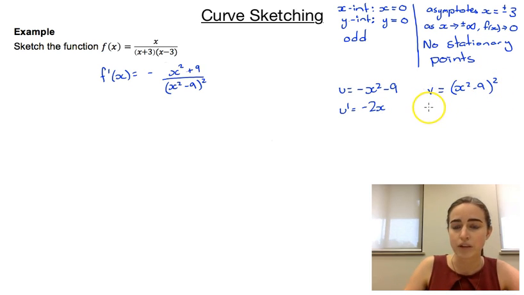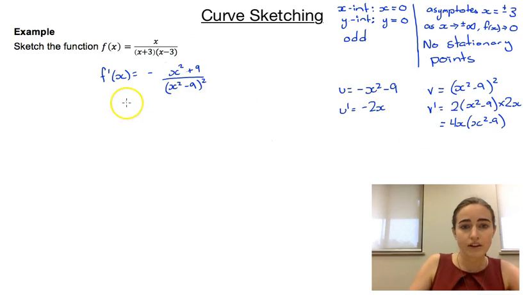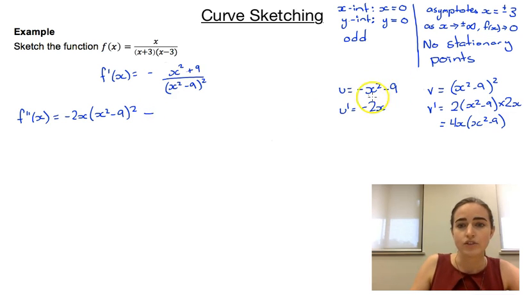And differentiating this one, we'd have to use the chain rule. We'd end up with 2 outside of x squared minus 9. So it's differentiating the outside. And then the derivative of the inside is 2x. So we would end up with 4x outside of x squared minus 9. So putting that all in our product rule formula. So we're going to have v times u dash. So we'd have minus 2x outside of x squared minus 9 all squared. So that's v u dash minus u v dash. So that's this bracket and this bracket.